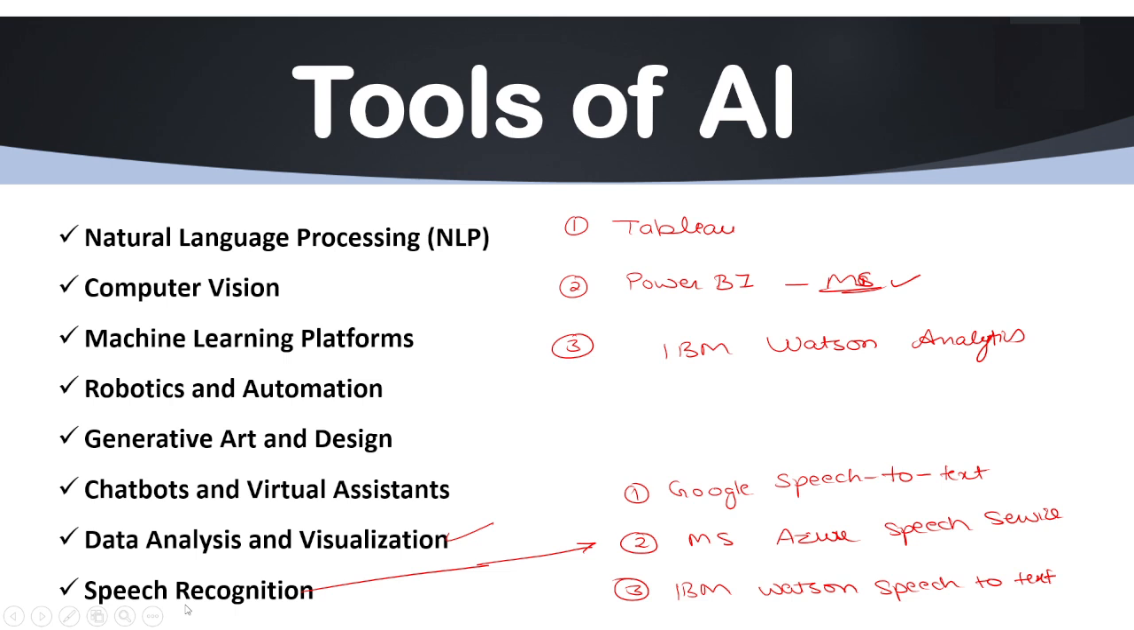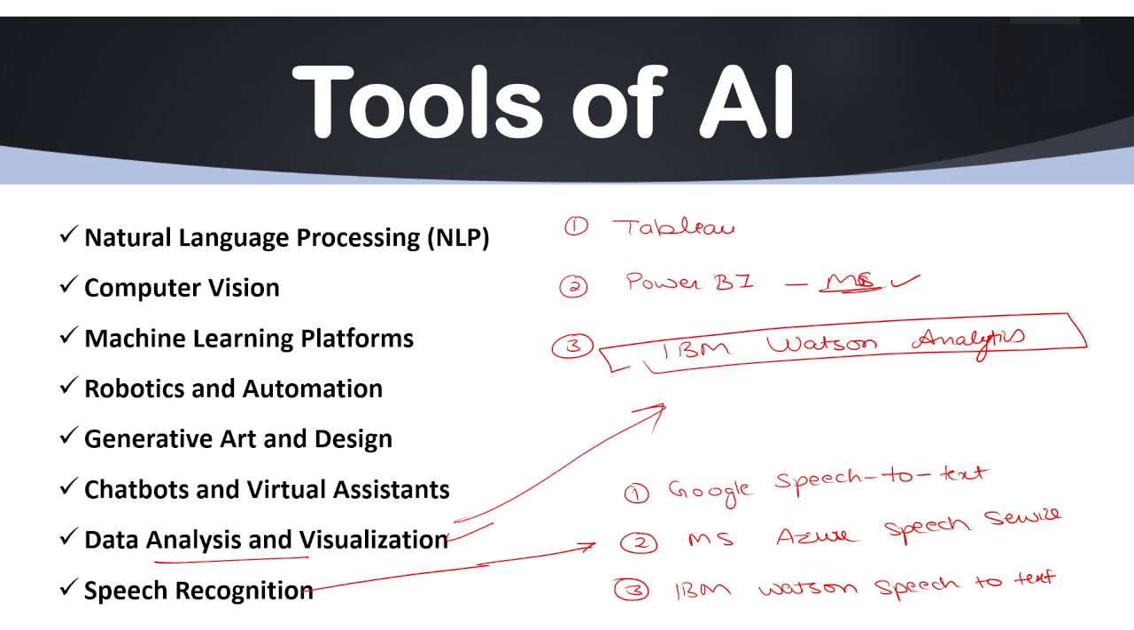Okay, so these are the application tools. As you can see here, IBM's Watson Analytics is used to analyze the data or to visualize the data. Similarly, IBM's Watson Speech to Text is used for speech recognition. So these are the AI application tools that we are using these days, and these tools are very commonly used.